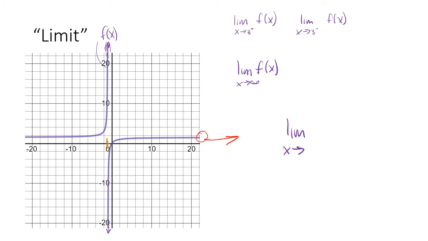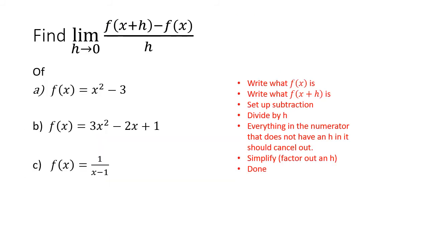So let's actually use the difference quotient now. Let's do the arithmetic involved. So again, this is the difference quotient. We're calling it the limit as h approaches 0 of this function, f of x plus h minus f of x, divided by h.